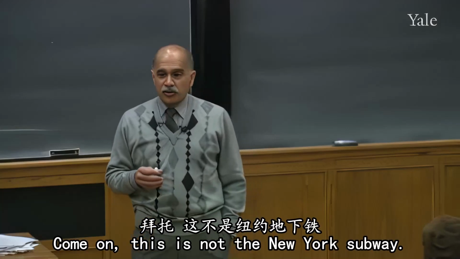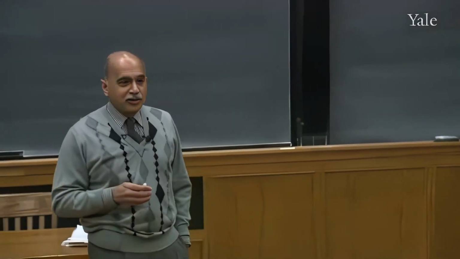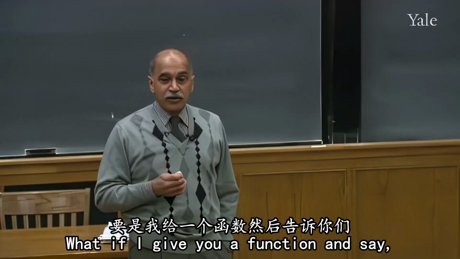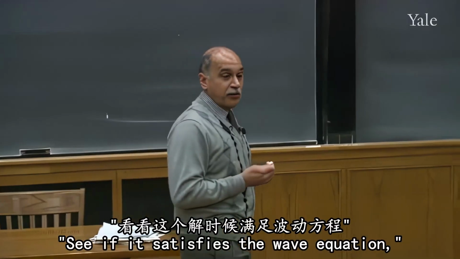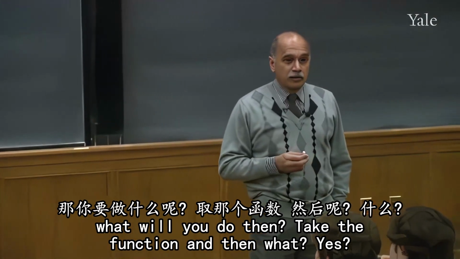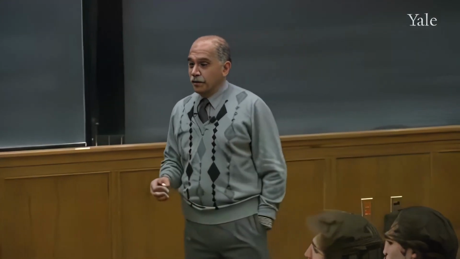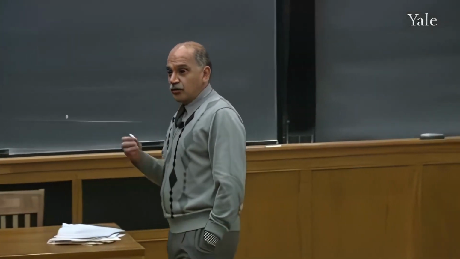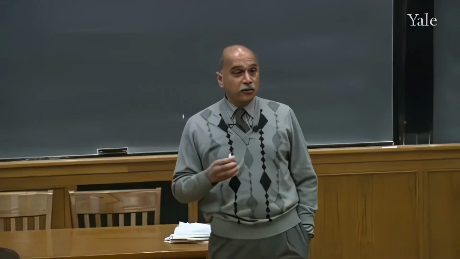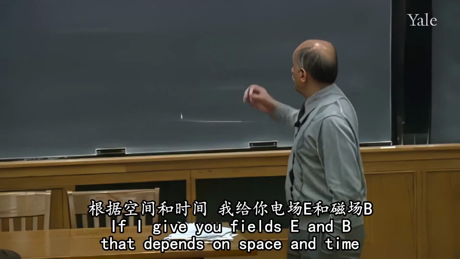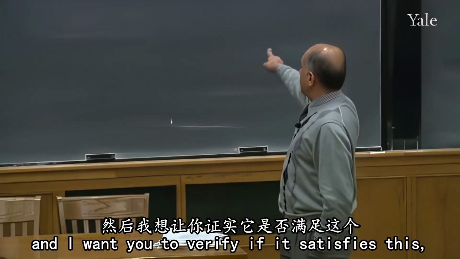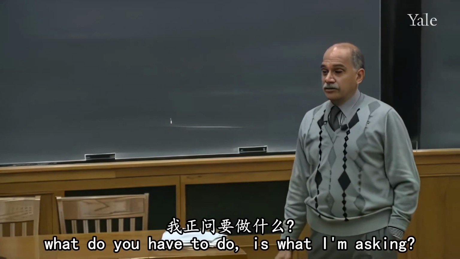Come on, this is not the New York subway. You can make eye contact. So what is this? You have no idea what you may have to do? What if I give you a function and say, see if it satisfies the wave equation? What will you do then? Take the function and then what? Yes? Differentiate it. Yes, take x derivative, y derivative, and all that, second derivative. If it vanishes, you'll say it satisfies it, right? That's what it means to satisfy it. Now, if I give you fields E and B that depend on space and time, and I want you to verify if it satisfies this, what do you have to do, is what I'm asking.